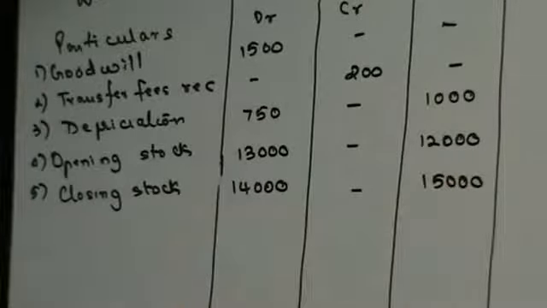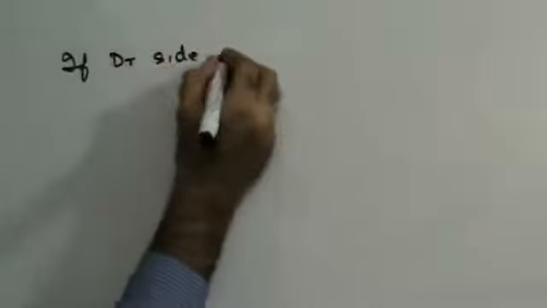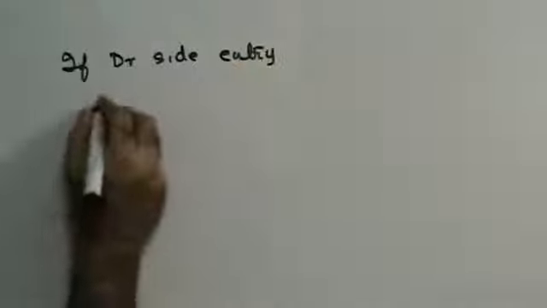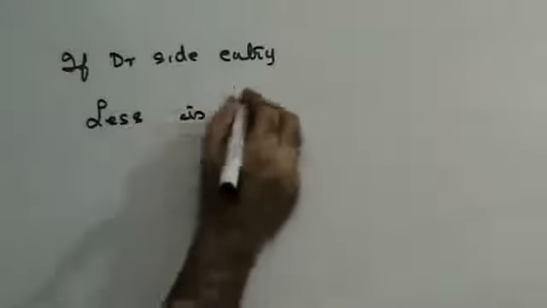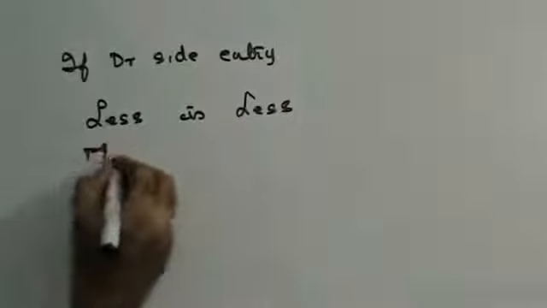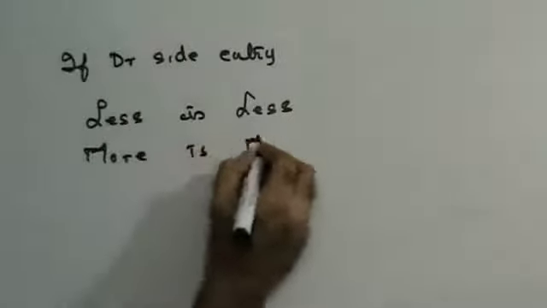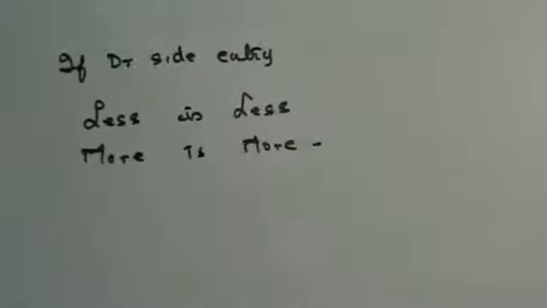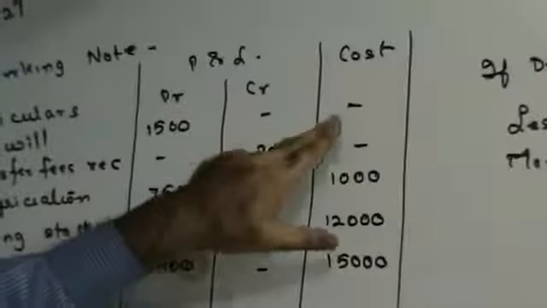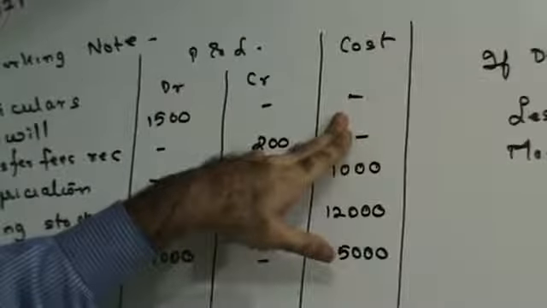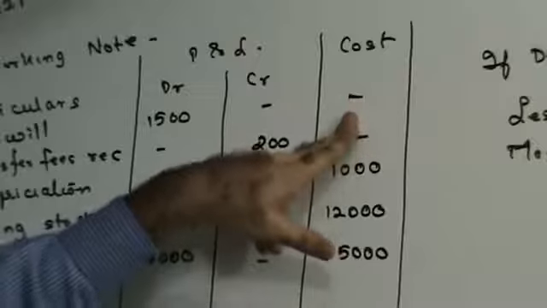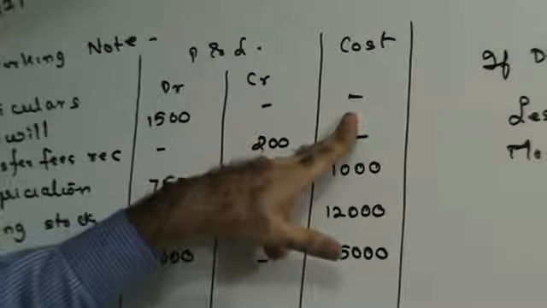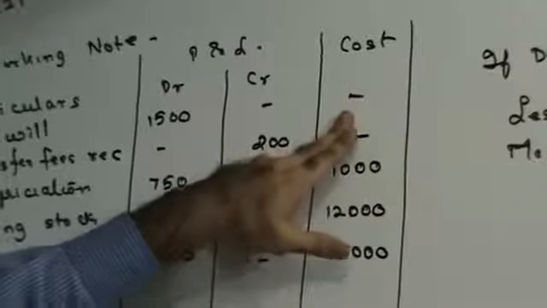Now, the rule is, guys, when you're transferring, if it is a debit side entry, the rule is less is less, more is more. You have to keep your finger on cost account and you have to find out whether this particular figure is less or more. For example, let's see goodwill.